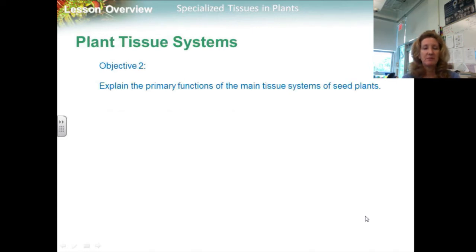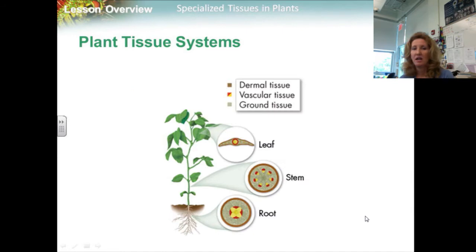Objective 2 is to explain the primary functions of the main tissues of seed plants. All right, you're going to need to know all these vocabulary words, guys. The three main tissue systems are dermal, vascular, and ground. These cross sections, as you can see here, are of the principal organs of seed plants, so that all three organs contain the dermal, the vascular, and the ground tissue, as you can see by the coloration of them.